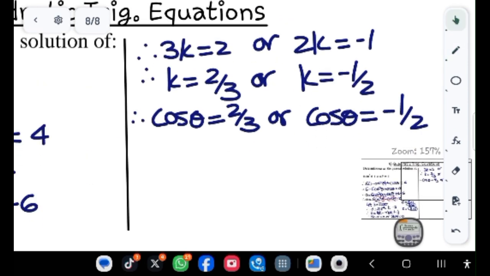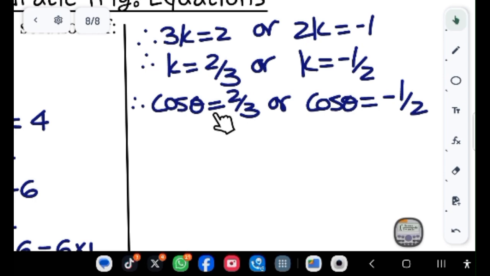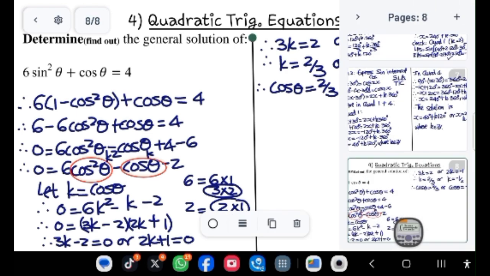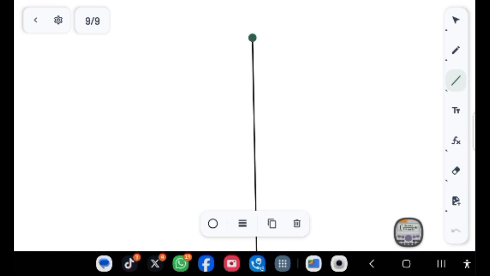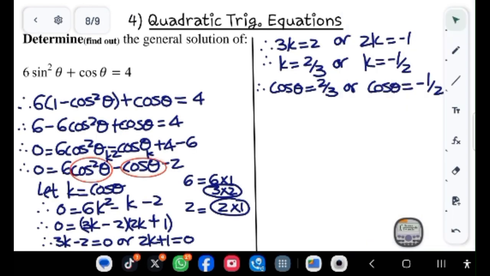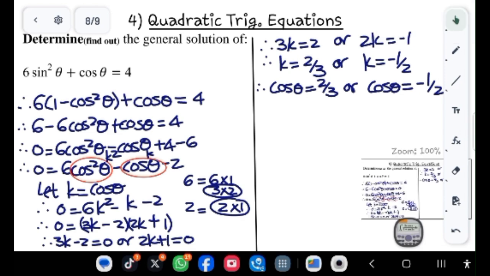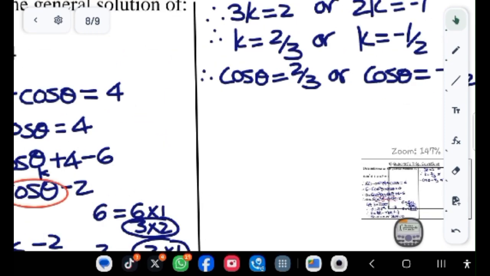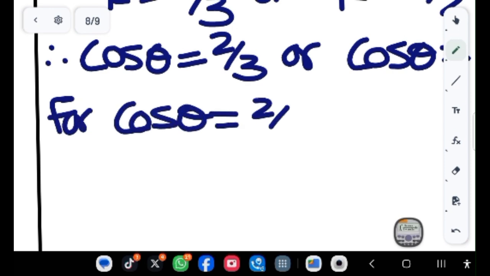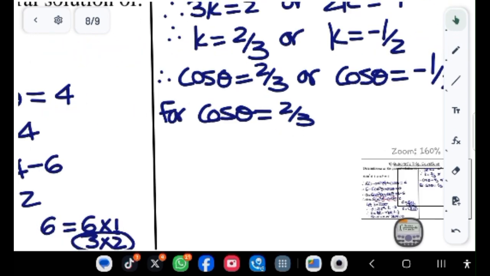Now we've got two scenarios, one where cos is positive and the other one where cos is negative. We're going to look at each one of these scenarios and find solutions for each one, which is exactly what we should do. Let's go back. I was just preparing the page for that. Now let's look at the first scenario. So remember, quadratic equations give you two options. For cos of theta equals 2 over 3, let's work on this one.